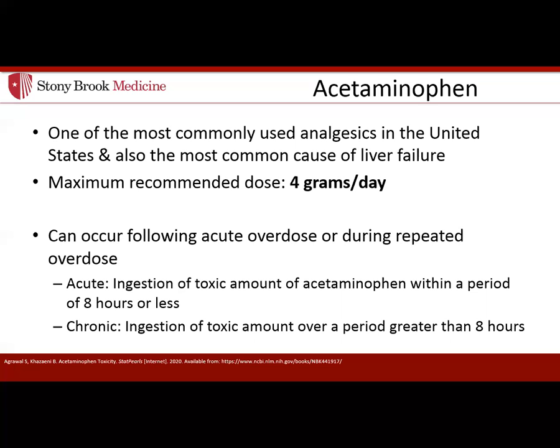So acetaminophen overdose can occur following an acute overdose or during repeated overdose. An acute toxicity is the ingestion of a toxic amount of acetaminophen within a period of 8 hours or less. And a chronic toxicity is going to be ingestion of a toxic amount over a period of greater than 8 hours.